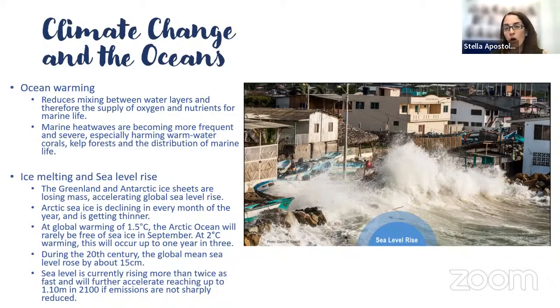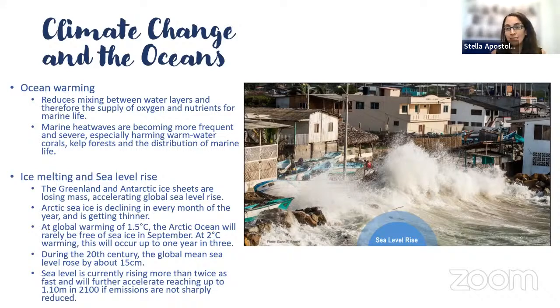Of course, ocean warming is a very big issue since the global temperature is rising. Obviously, the temperature of the seawater is also increasing. This is particularly true for the surface of the sea, so the surface seawater has higher temperatures. This creates an obstacle for the right mixing of the different layers of water, and this has an impact on the supply of oxygen and nutrients for marine life. So ocean warming is affecting the way oxygen is dissolved in the water, the way nutrients are transferred to the different aquatic organisms, or even how the nutrients are produced and how the food chain is supported.